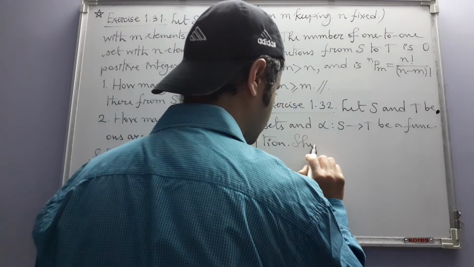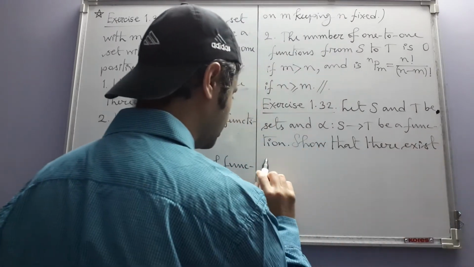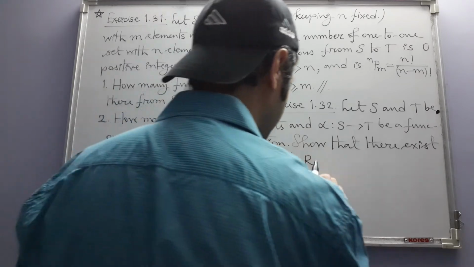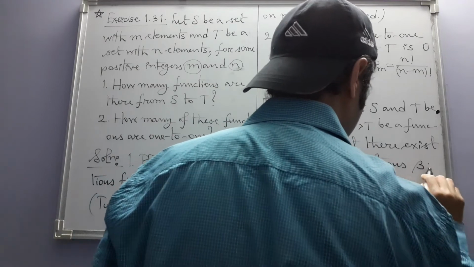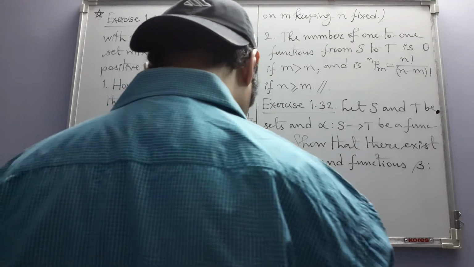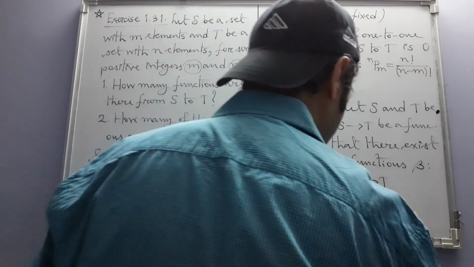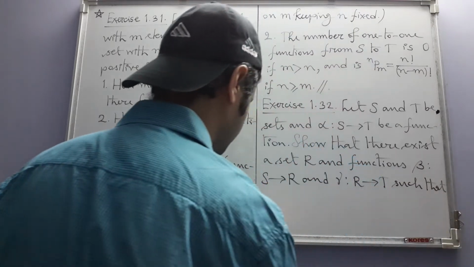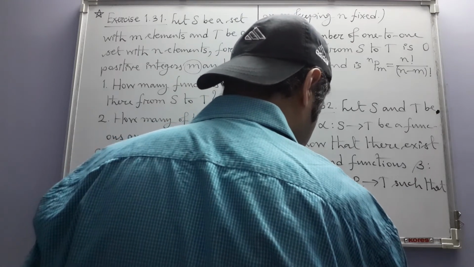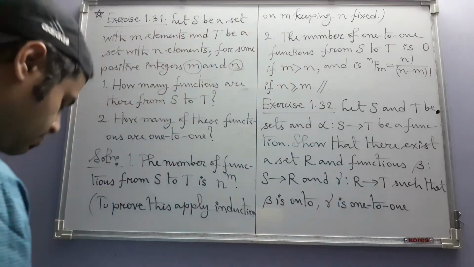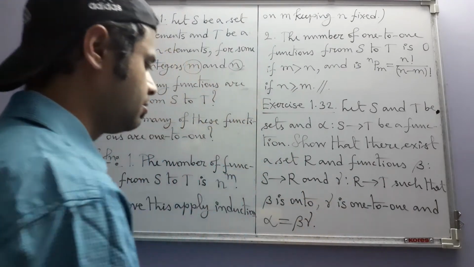Show that there exists a set R and functions beta from S to R and gamma from R to T such that beta is onto, gamma is 1 to 1, and alpha is equal to beta composition gamma.